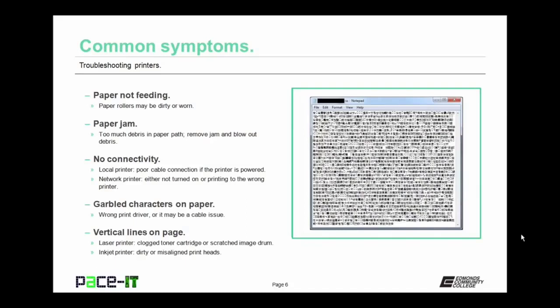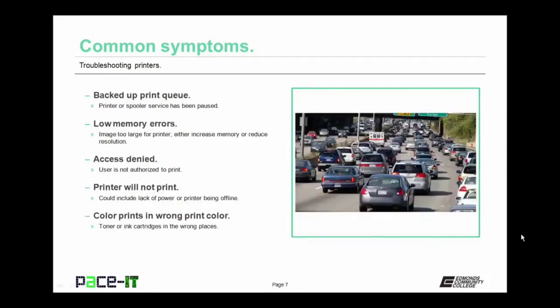Vertical lines on a page? Well, in a laser printer, that's caused by either a clogged toner cartridge or a scratched image drum. On an inkjet printer, it's dirty or misaligned print heads. Now, if you're experiencing a backed up print queue, well, that's usually caused by either the printer being paused or the print spooler service being paused. Unpause the printer or unpause the spooler service, and that problem will go away.